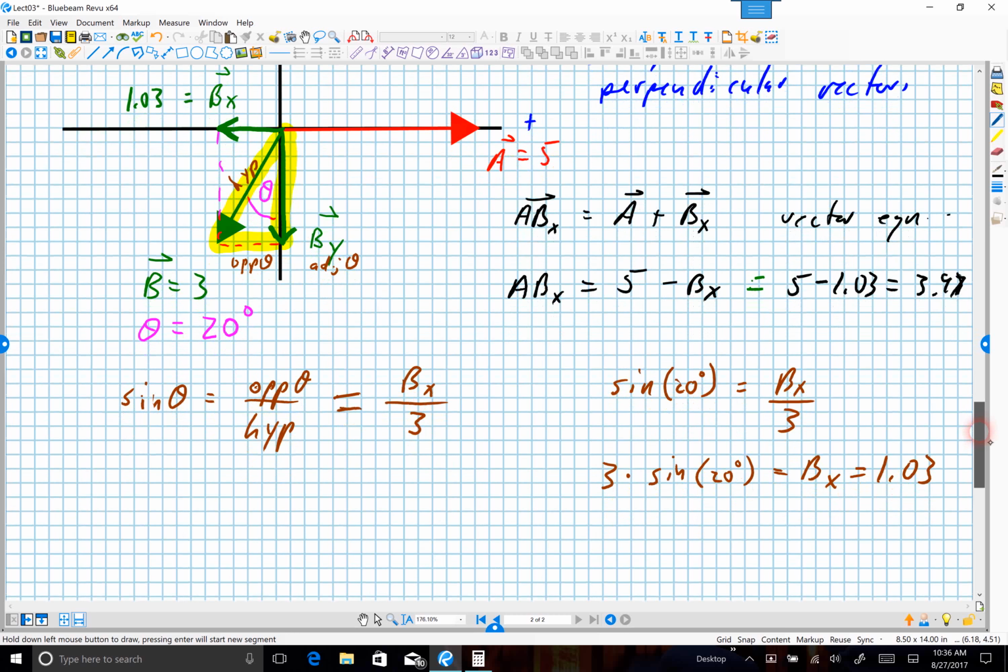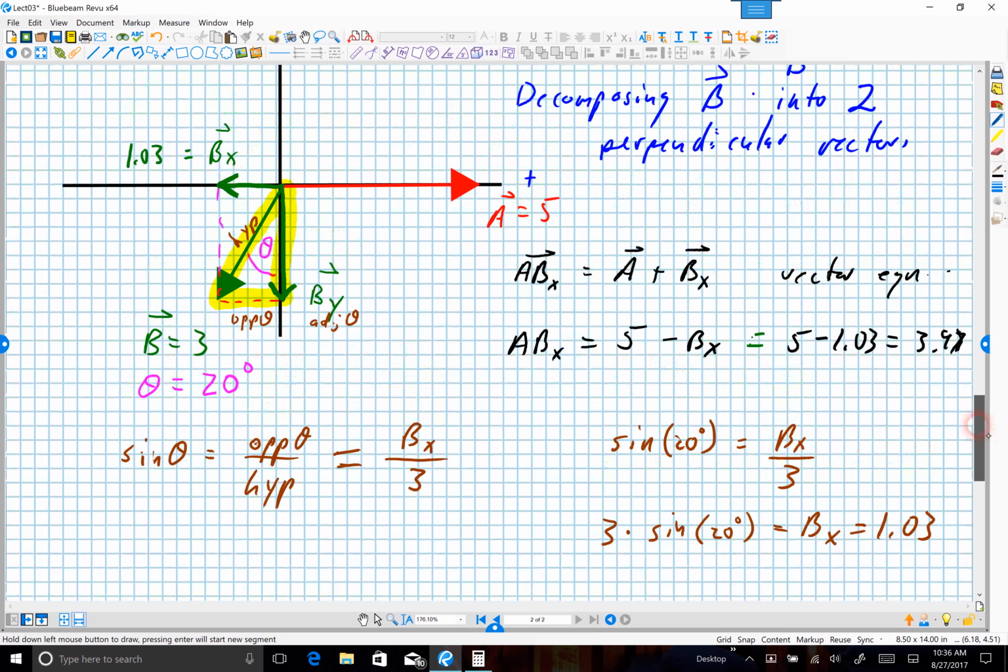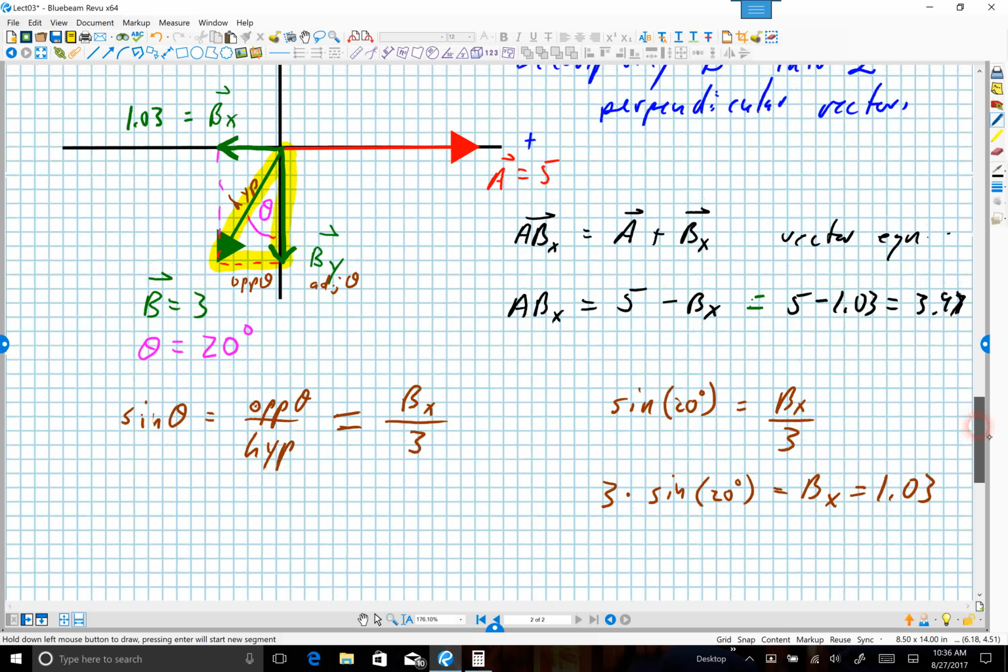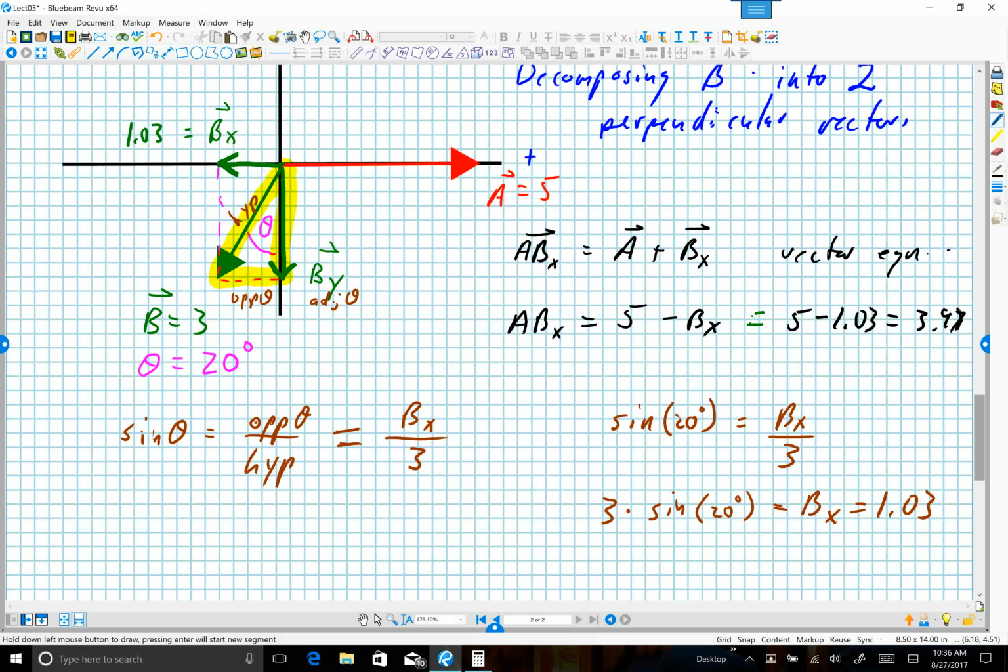So ABX is 3.97, okay? And what's the direction? The direction of ABX, let's take a look. I've got two vectors that are horizontal and I'm adding them together. The longer vector is to the right, so clearly ABX is to the right. So let me just write that down.